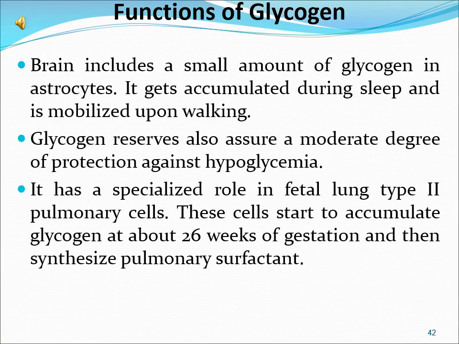Now continuing the functions of glycogen. The brain includes a small amount of glycogen in astrocytes. It accumulates during sleep and is mobilized upon waking. Glycogen reserves also assure a moderate degree of protection against hypoglycemia. It has a specialized role in fetal lung type 2 pulmonary cells. These cells start to accumulate glycogen at about 26 weeks of gestation and then synthesize pulmonary surfactant.